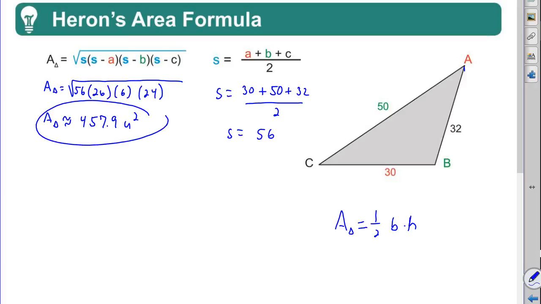Now, you can leave it as a radical and leave it as an exact answer if that's what your teacher prefers. But decimals are fine. Punch it out in a calculator. Heron's area formula. The key is understanding S is the semi-perimeter.